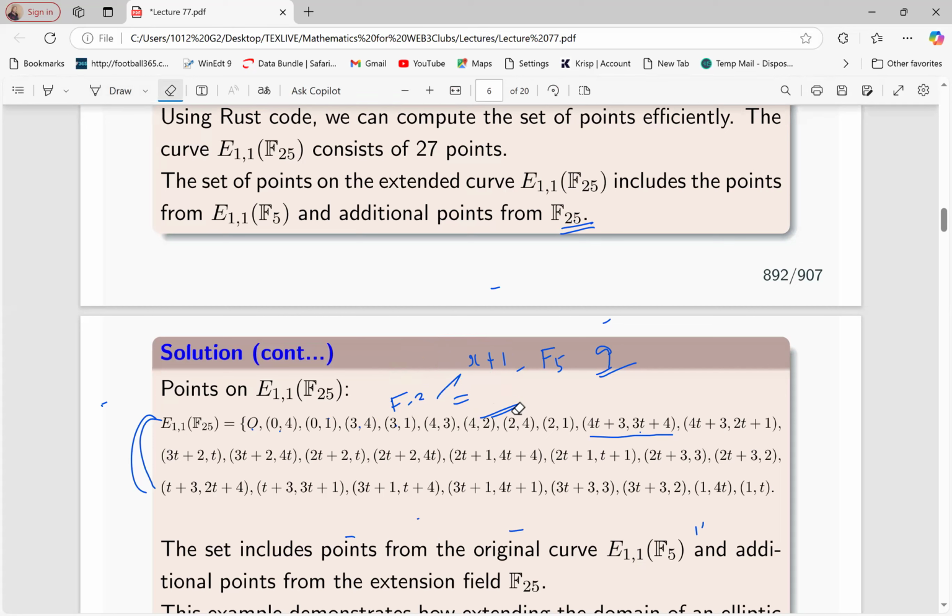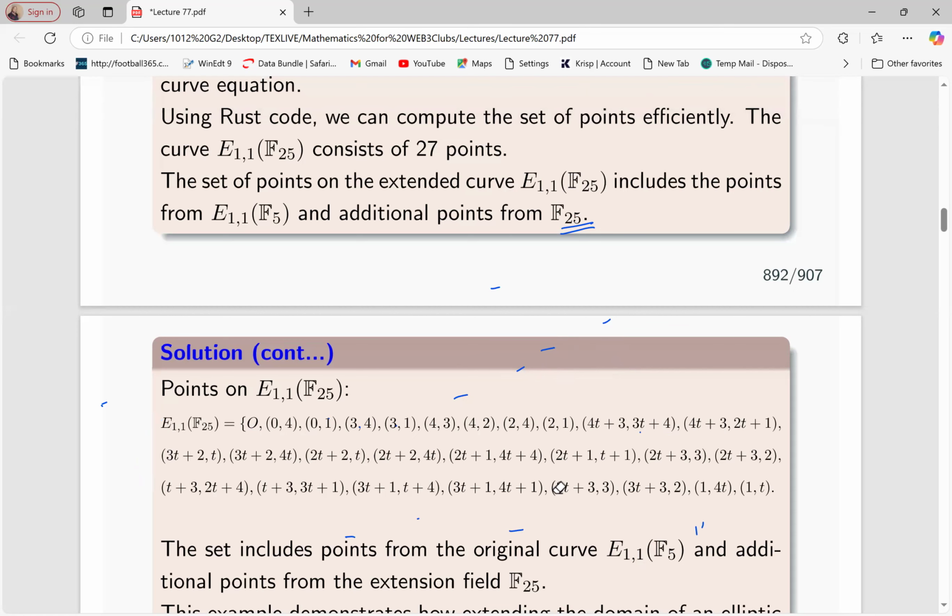Now, let's look at how to add these points, because that is what is very important now. You have these points on the elliptic curve. Can you add them? Can you double them? Can you multiply them with scalars? That is what is important, and that's what happens in elliptic curves. We must know how to add points on the elliptic curve.